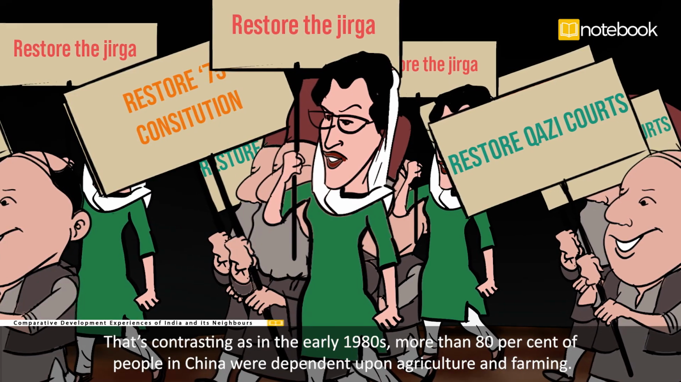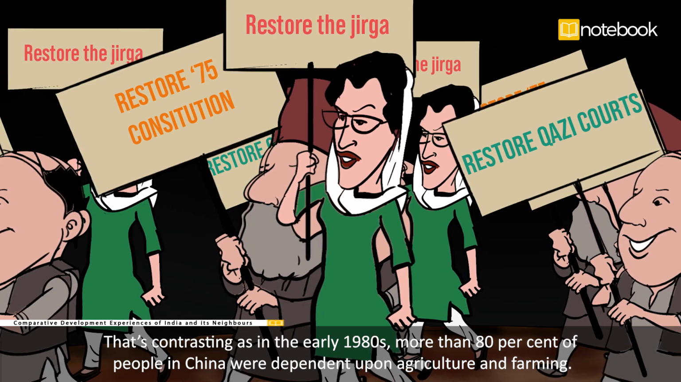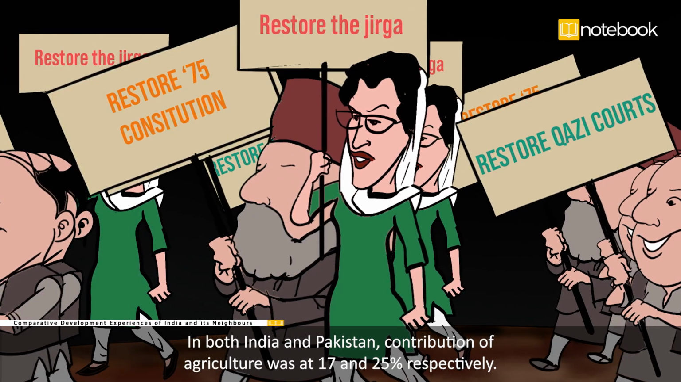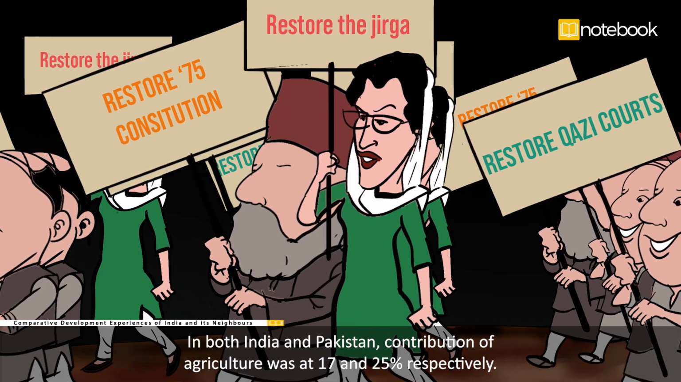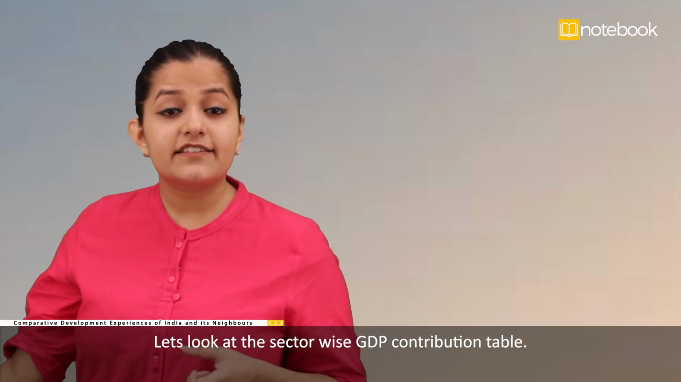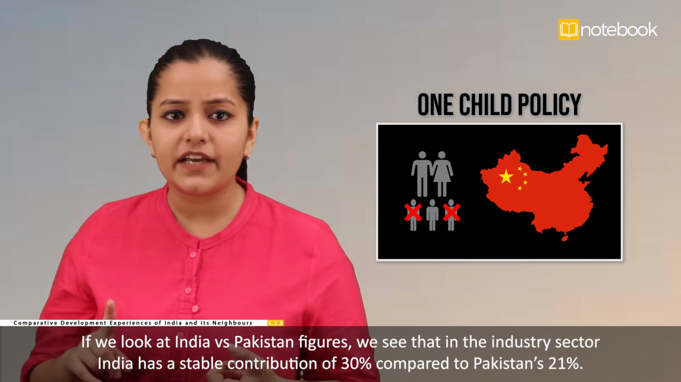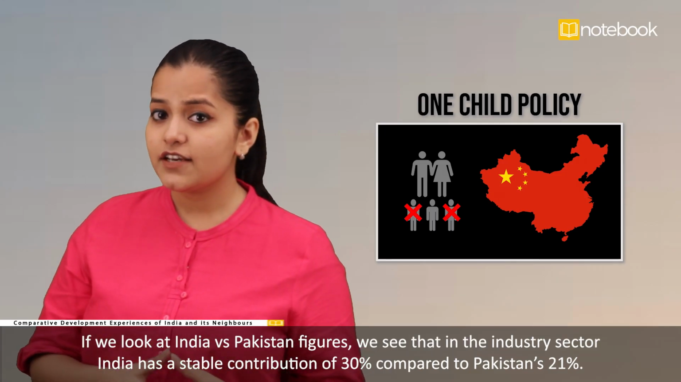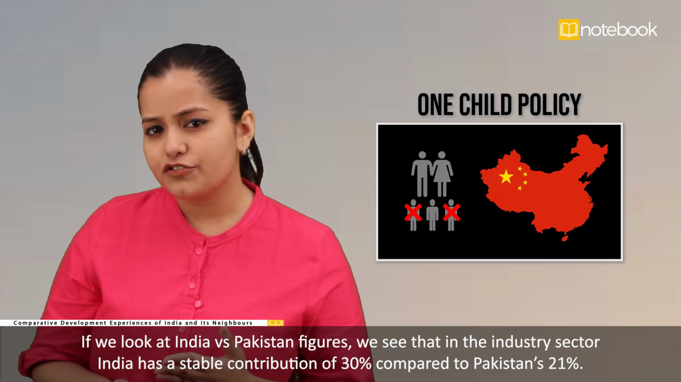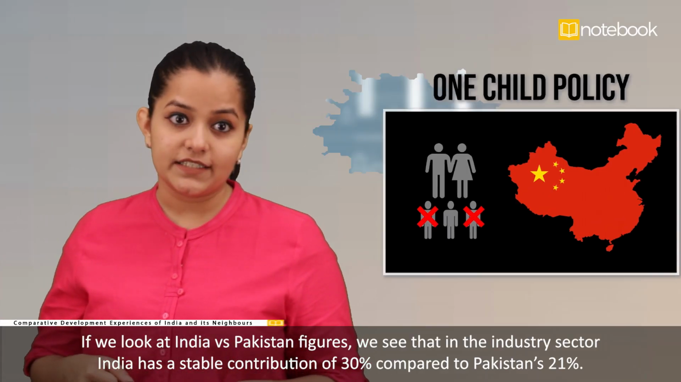That's contrasting, as in the early 1980s, more than 80% of the people in China were dependent upon agriculture and farming. In both India and Pakistan, the contribution of agriculture was at 17% and 25% respectively. Let's look at the sector-wise GDP contribution table. If we look at India versus Pakistan figures, we see that in the industry sector, India has a stable contribution of 30% compared to Pakistan's 21%.